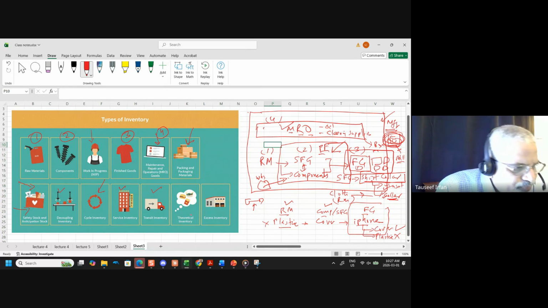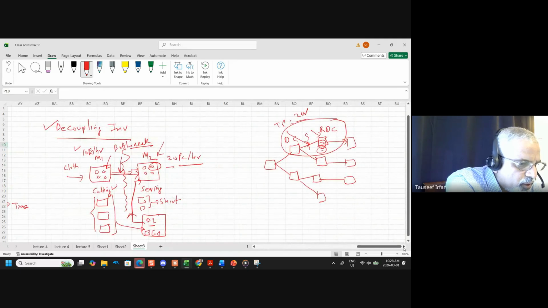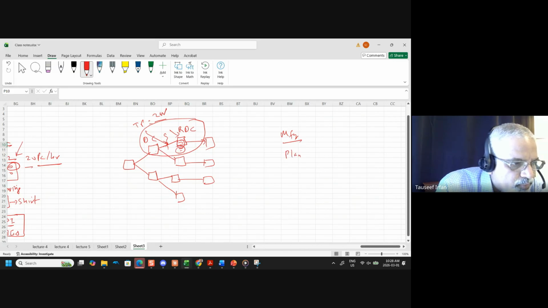Theoretical inventory. It's a good concept, theoretical inventory. It's mostly on the manufacturing side. You say planned versus actual. So this is your theoretical inventory.